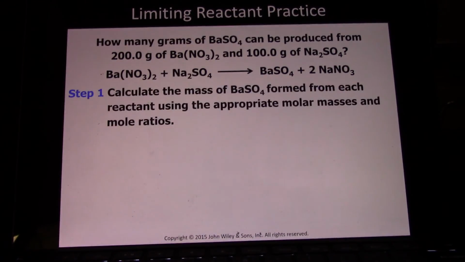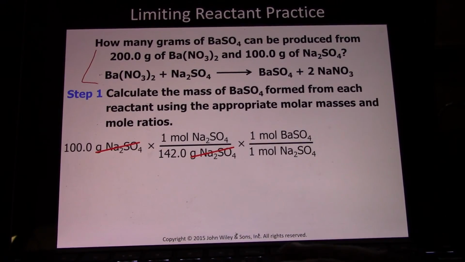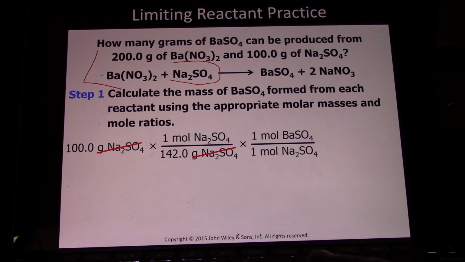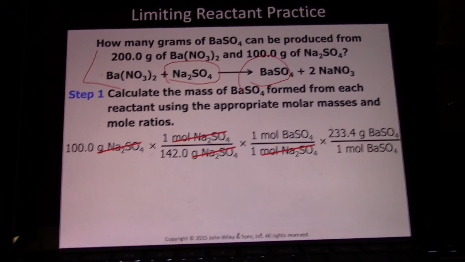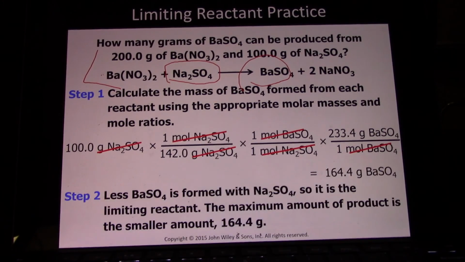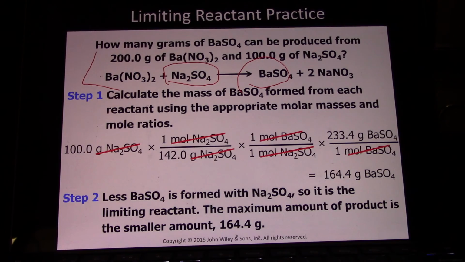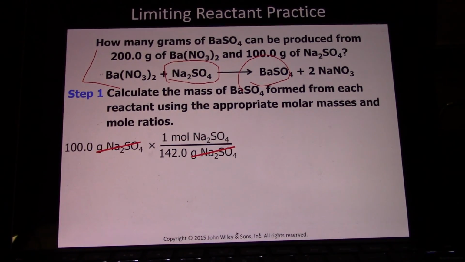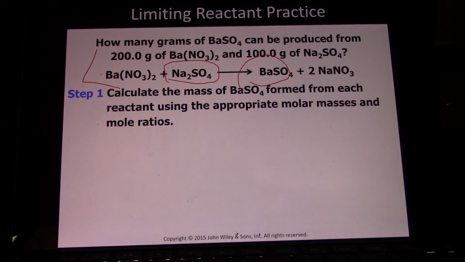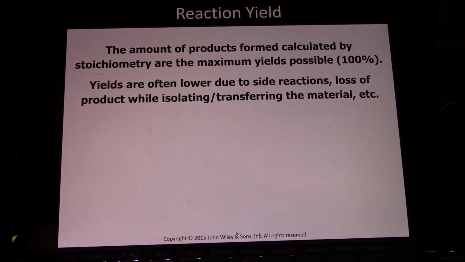You run through the sodium sulfate, we convert it to moles like chapter 7. Now it's a 1-to-1 ratio because it's 1 sodium sulfate to 1 barium sulfate. Convert back to grams, we get 164.4 grams because consuming the sodium sulfate produced less product, 164.4 grams as opposed to 178.6 grams. The sodium sulfate is the limiting reactant.